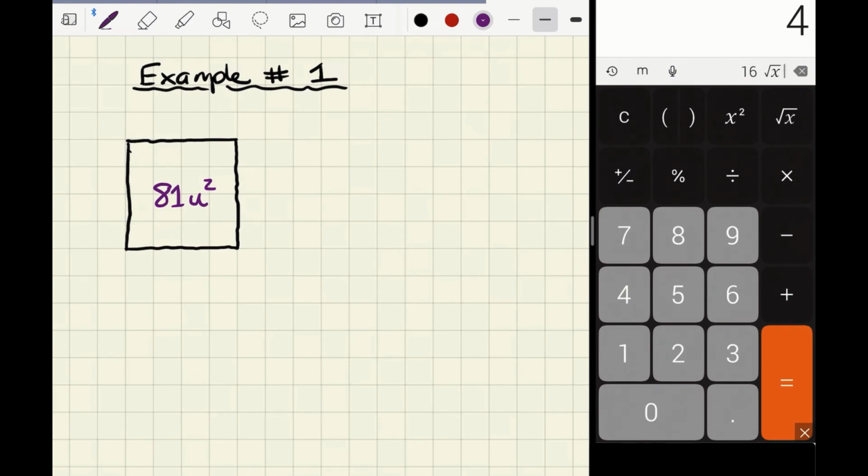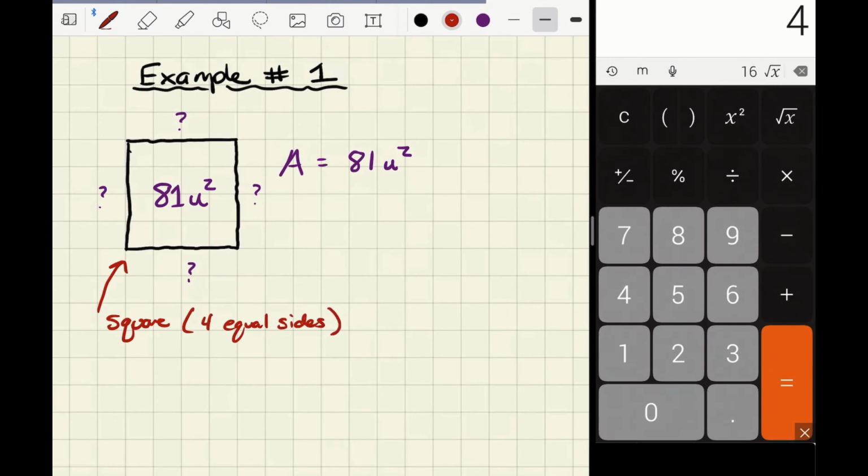Let's go ahead and work this problem. The first thing we need to do is recognize that the area equals 81 units squared. We also are trying to find a number that goes here, and here, and here, and here, and that number has to be the same all the way around, because this, ladies and gentlemen, is a square. And by its very definition, it has 4 equal sides. So we need to find which number, when multiplied by itself, so question mark times question mark, will give us 81.